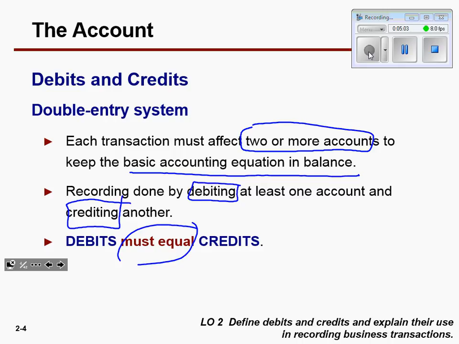So oftentimes a transaction might be complicated, but one part of it might be really easy. If you know you have a debit in one place, even if you're a little fuzzy, you know the other one has to be a credit, and you'll soon start to understand that pattern even better. So double entry means we have to have at least one debit and at least one credit. So we've got something impacted on the left and the right of those T's.